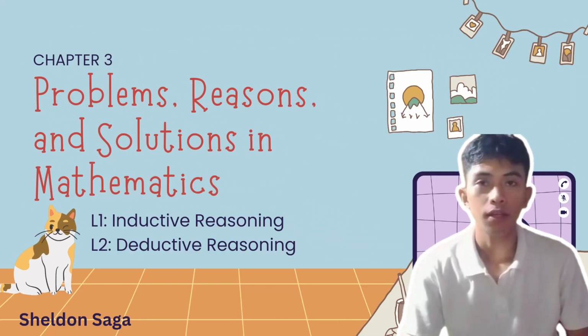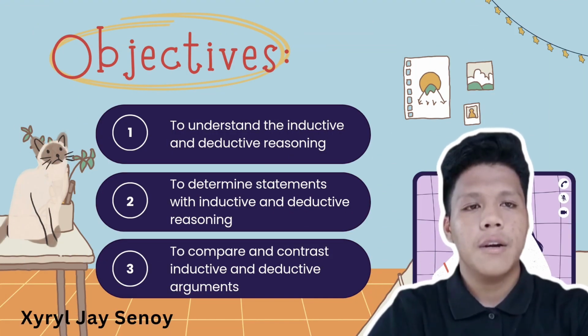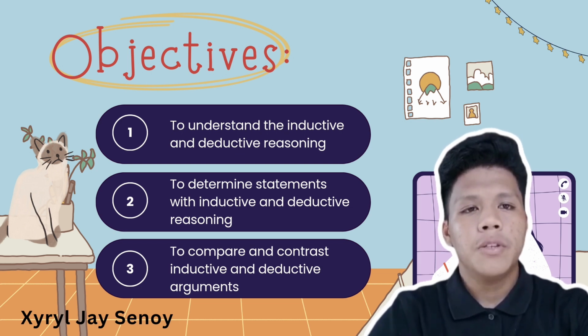Good day. Our topic for today is Chapter 3, Problems, Reasons, and Solutions in Mathematics: Inductive Reasoning and Deductive Reasoning. Our objectives for today's discussion are: number 1, to understand inductive and deductive reasoning. Number 2, to determine the statements for inductive and deductive reasoning. And number 3, to compare and contrast deductive and inductive arguments.